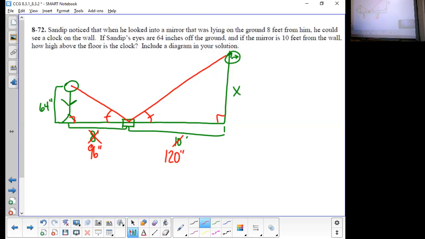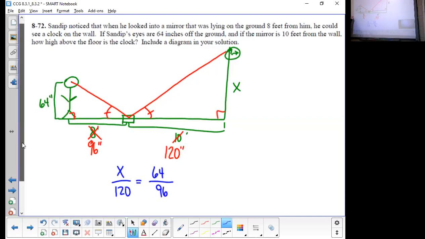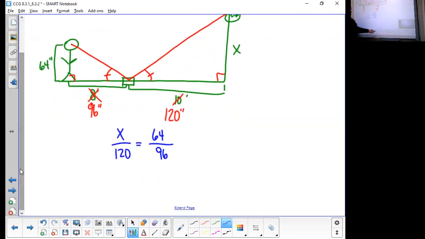Okay, so I want to find x, so I'm going to put x on the top of my fraction. And the other value from that triangle is 120, so I'm going to put that here. Which side in the smaller triangle corresponds with x? 64. Okay, so I'm going to put 64 up in the top, and the side that corresponds with 120 would be 96. So now I am going to solve this equation. Since x is being divided by 120, I'm going to multiply by 120, and that will give me x by itself.